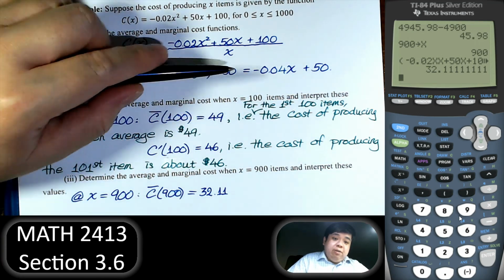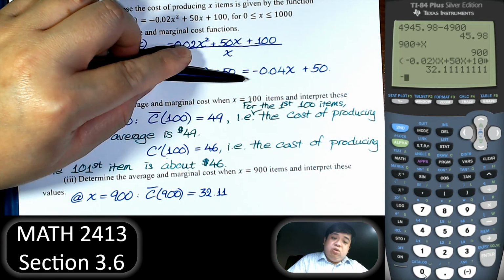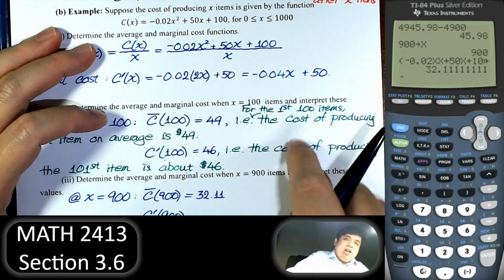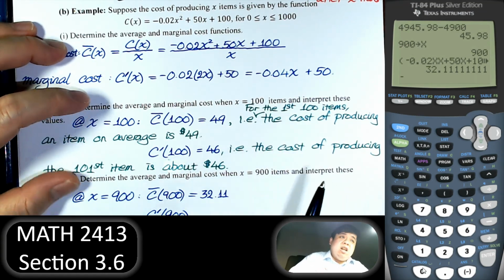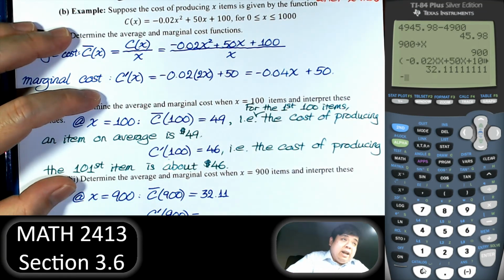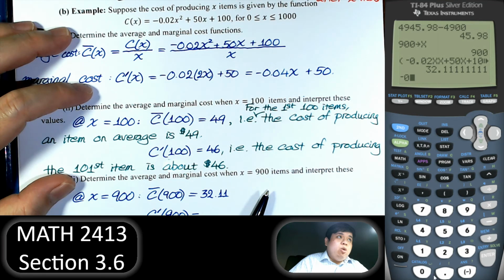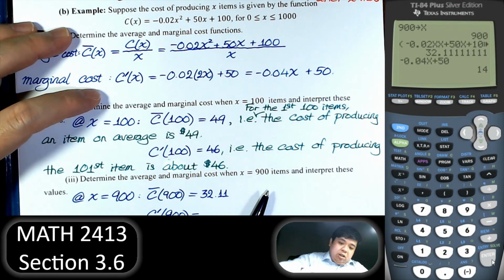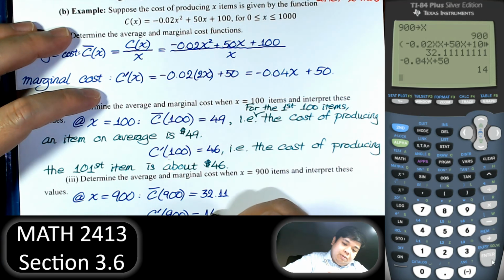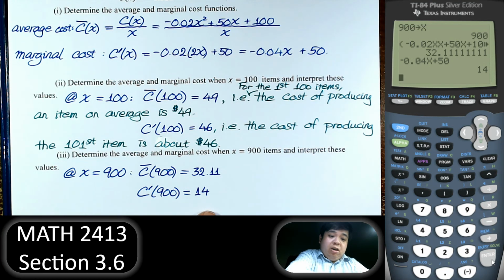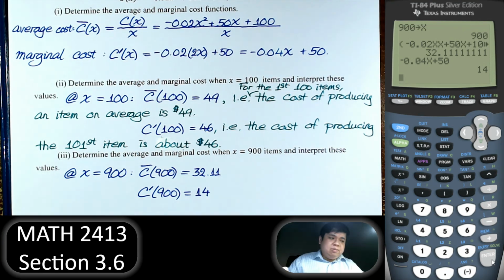Now we put in the derivative. X is still 900 though. I'm not going to write it again because you know it's going to be the same thing, except instead of 100, it is 900. So X is still 900 now. 0.04X plus 50. So this is $14. So meaning the approximation of the cost of the 901st item is about $14.